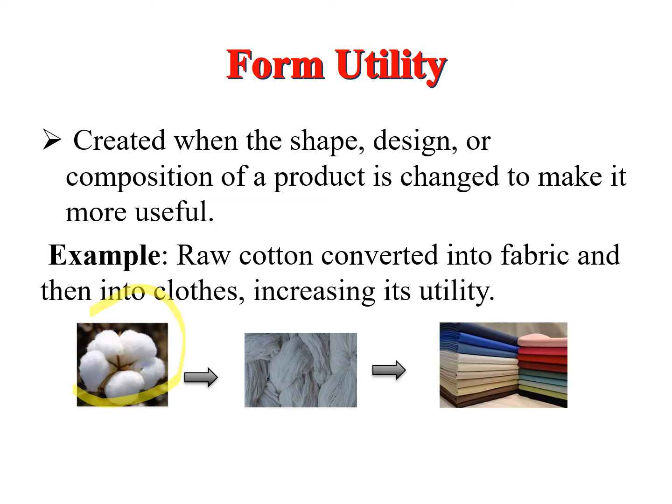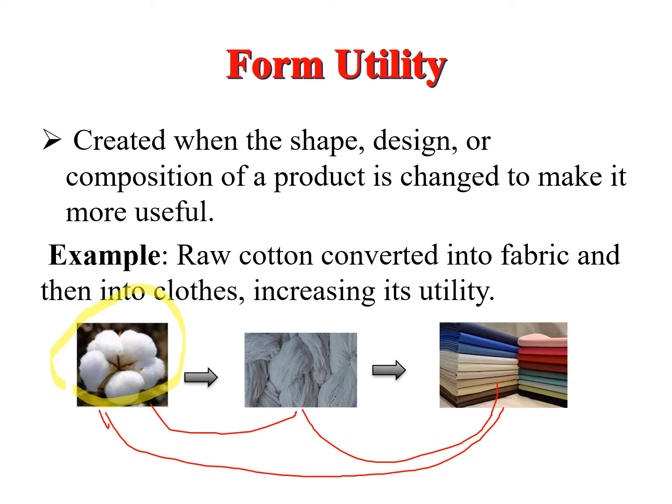here you can see raw cotton is converted into fiber, and that fiber is later converted into cloth, which is used for the production of the different types of cloth which we are wearing. So from raw cotton to cloth, it enhances the utility of the product, and this will help the farmers or the producers to get more benefits.